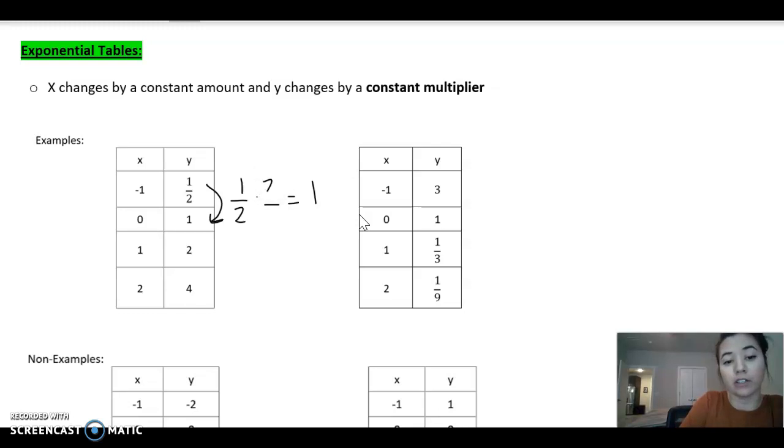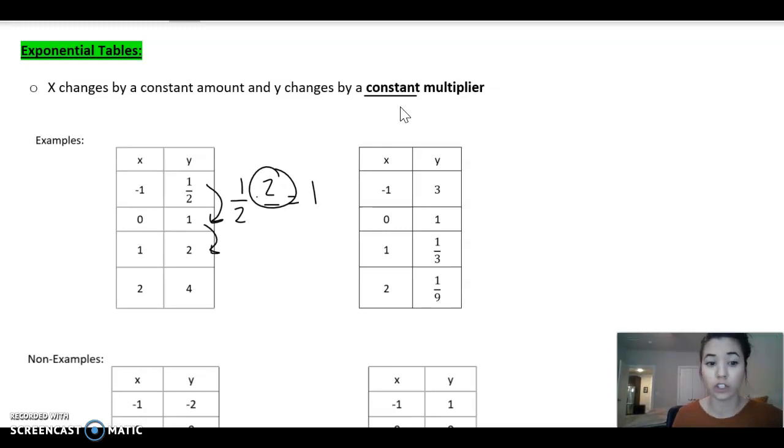And the answer is 2. So 2 would be my multiplier. Now we want to check the whole table and make sure it's constant all the way down, because if it's not throughout the whole table, we can't say it's exponential. It has to be a constant multiplier, the same all the way through. So we're going to check the next two and see if those are also being multiplied by 2.